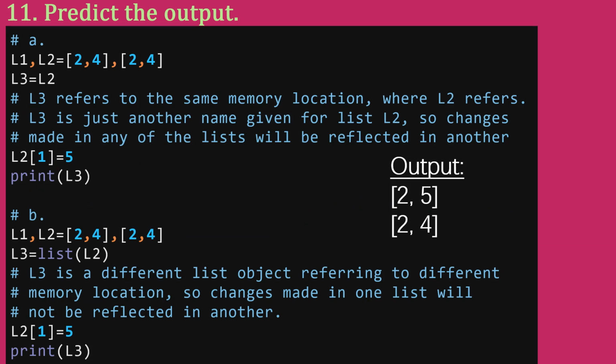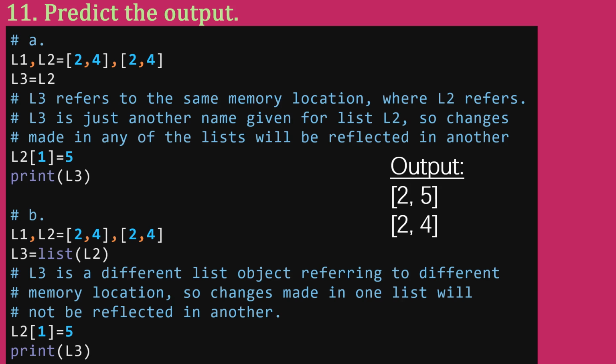Now predict the output. Here you can see there are two lists L1 and L2 having values 2 and 4, same value for both these lists. Now L3 equal to L2, that means we are creating a new list L3 and we are storing L2 within that. So this is kind of list copy or list cloning you are doing.